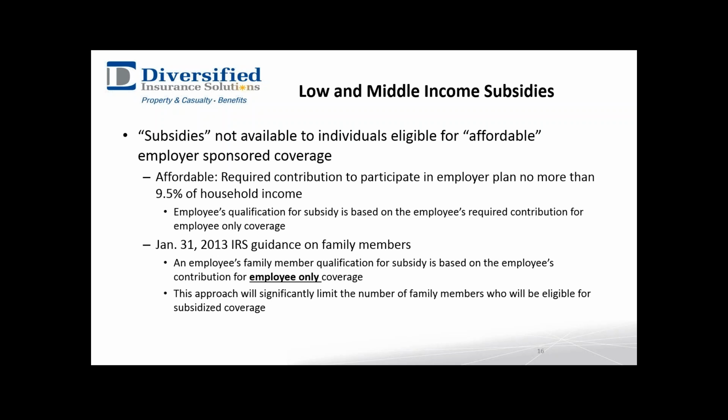And so what that means is that if I have affordable coverage available to me through an employer, all that subsidy stuff that I was just going through, I'm not eligible for that, regardless of where my income fits within the federal poverty level. And so this is a big item, and this is why you can see the bullet point on there. This approach really limits the number of family members who would be eligible for subsidized coverage because of the fact that it ties to the employee-only coverage on the calculation of affordability.